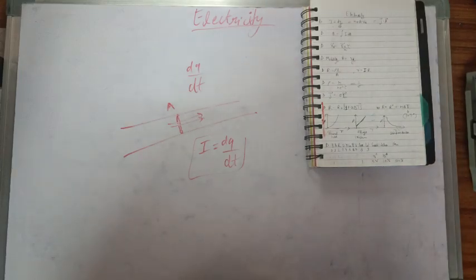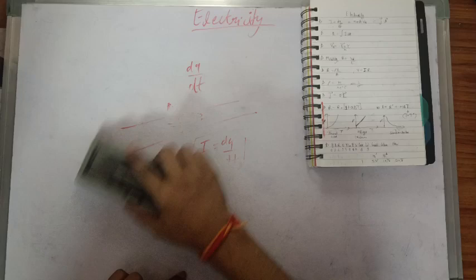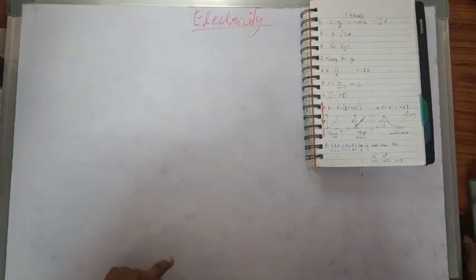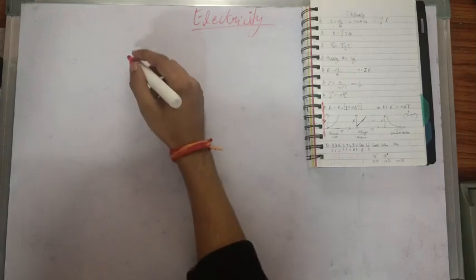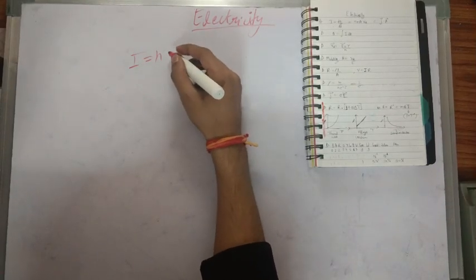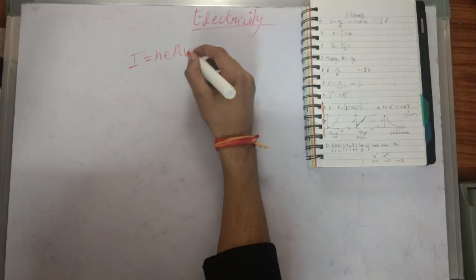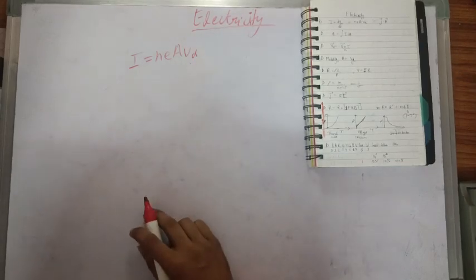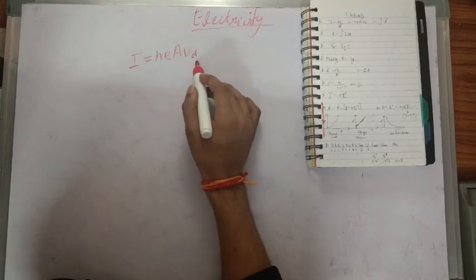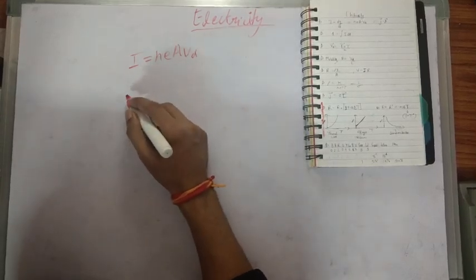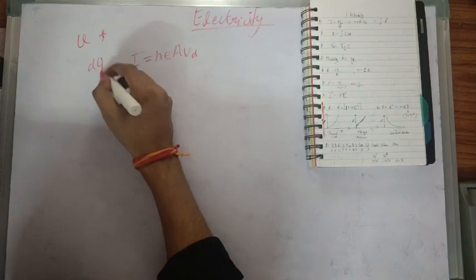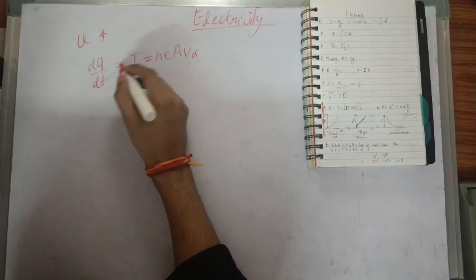And if we go to the microscopic level, we will get another formula for I. The formula for I is NEA Vd, where Vd is the drift velocity of electron. So the current formula is NEA Vd, and if the relation of charge and t is given, then we can find it by dq by dt also.